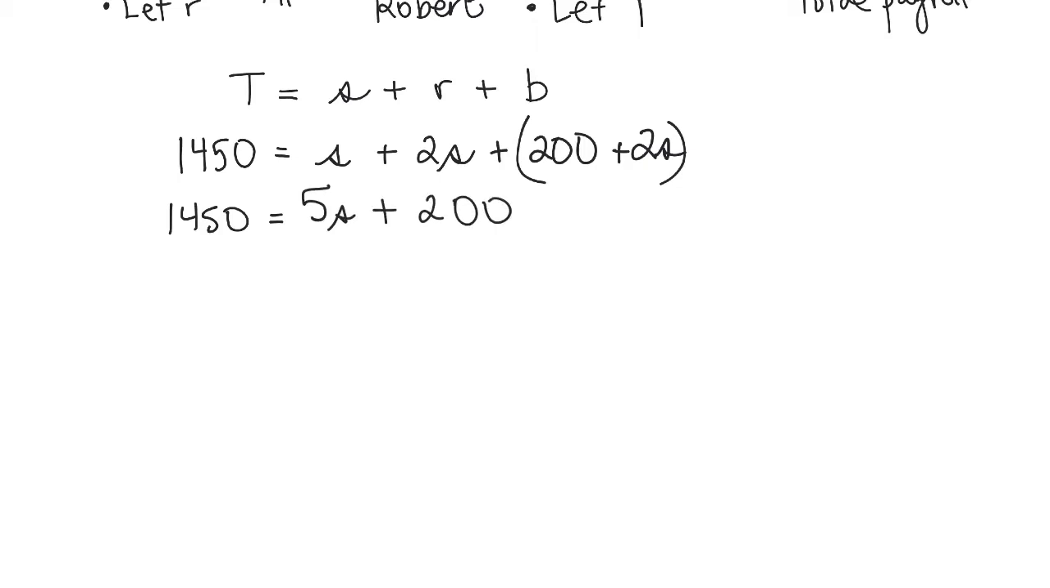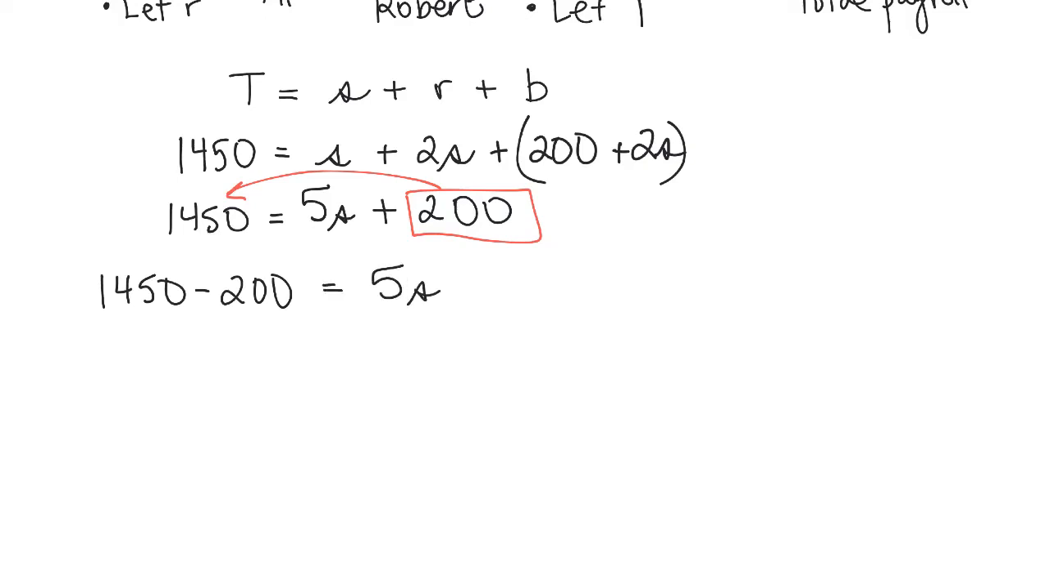We can recopy it. All right, so now to solve, we need to make sure that we've collected variable terms and constant terms. So this 200 needs to move over to the other side. So that's going to leave us with 1450 minus 200, which is equal to 5S. So 1450 minus 200, that is 1250.